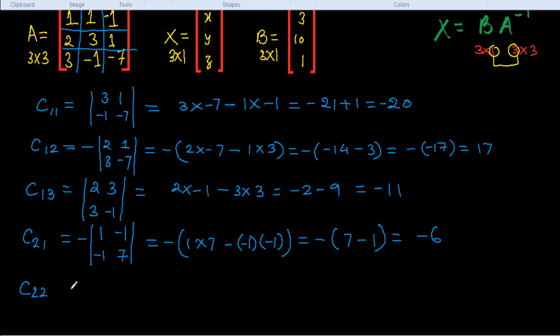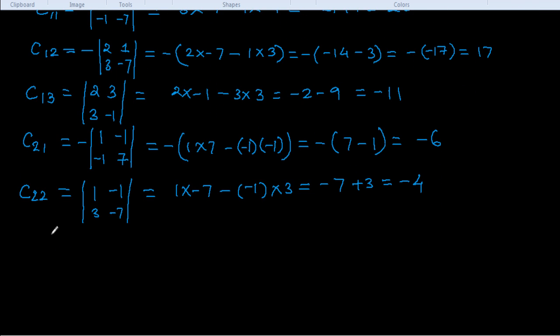C22, it is even. We get the positive sign outside this. No need to put the sign here. It is the A22 element. We have to leave this column and this row. The remaining elements we have to write in this different 1, minus 1, 3, minus 7. Now we expand this. 1 into minus 7 minus 1 into 3. So we get here minus 7 plus 3. We have got minus 4.